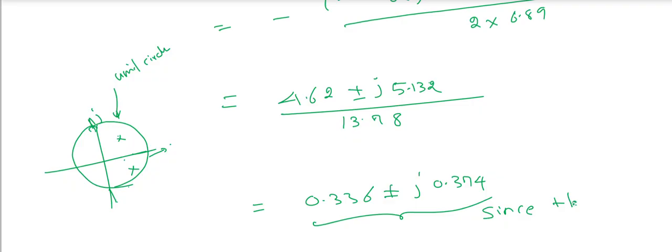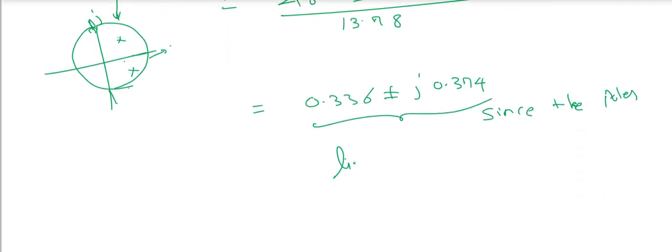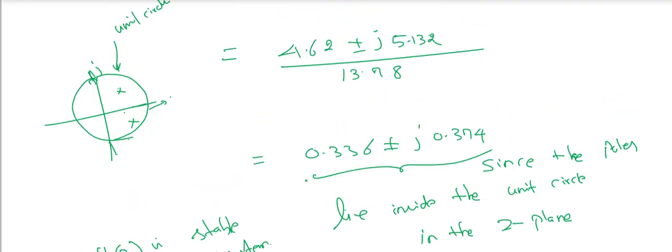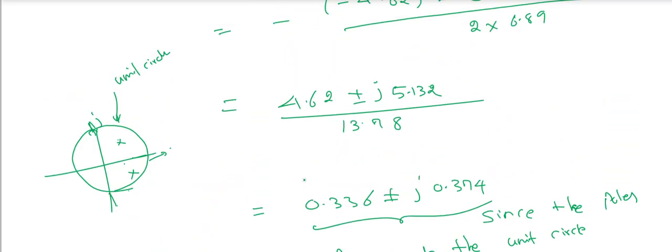So since the poles lie inside the unit circle in the z plane, the H of z is a stable system. The question is whether the given system is stable or not.